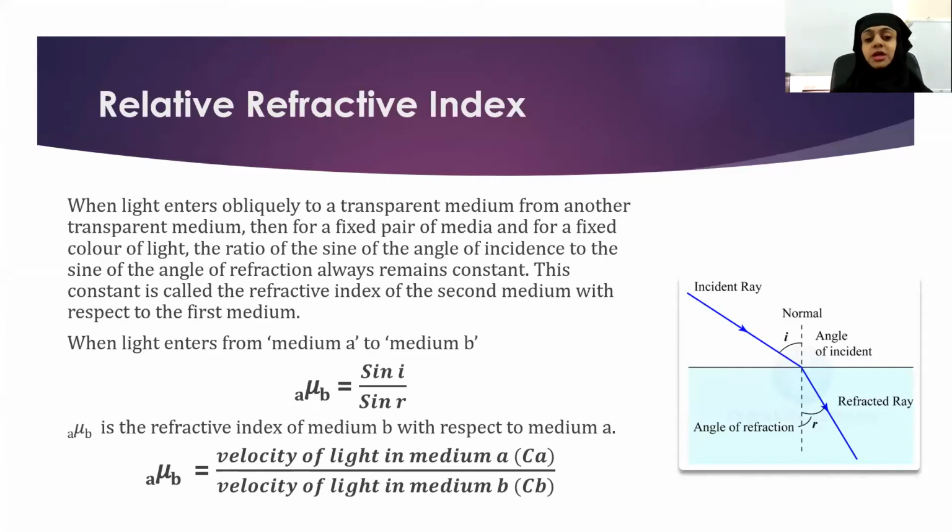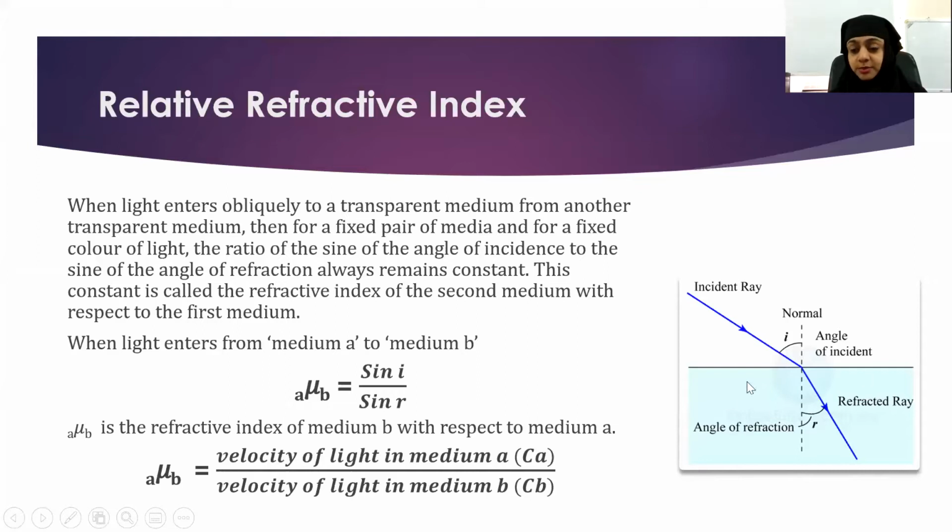So in lower class, you must have learned situations where the light usually enters from air or vacuum to another medium, and you took it as a refractive index of that medium. Suppose light is entering from two transparent mediums. For example, light is entering from water to glass. So they are two different medium, right?